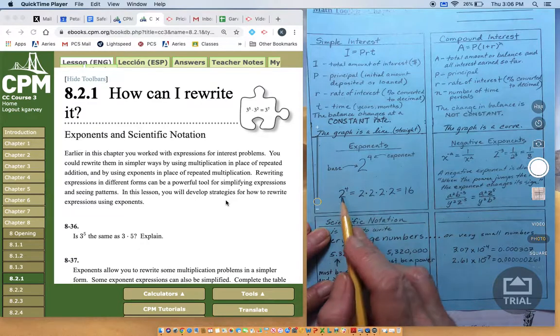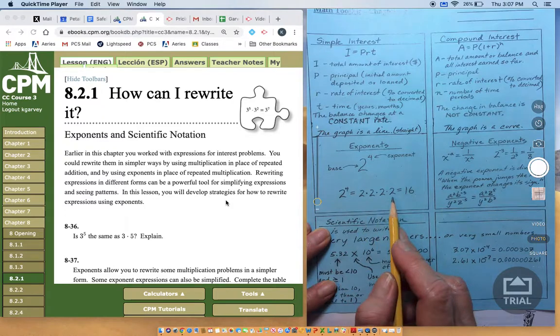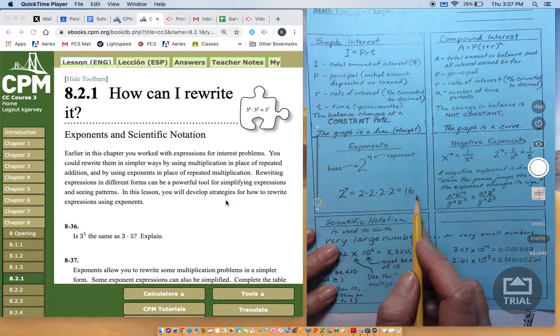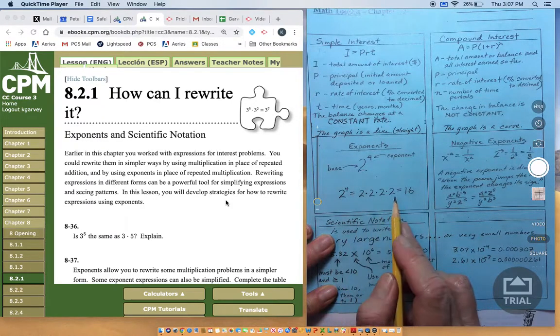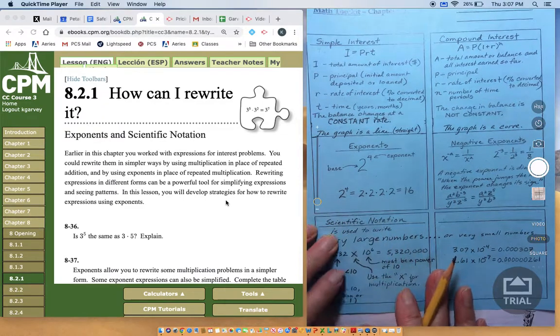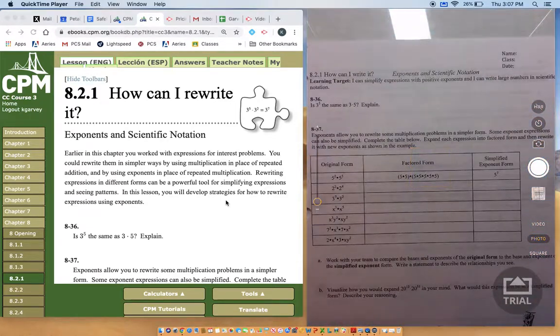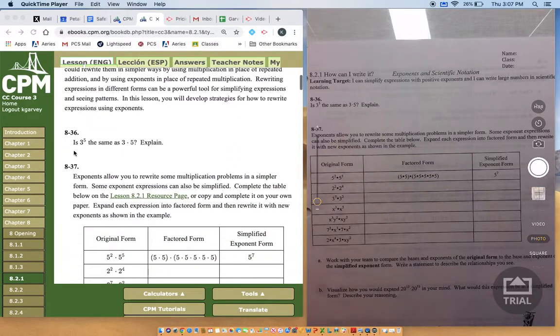In this example, 2 to the 4th power is equal to 2 times 2 times 2 times 2, and that is equal to 16. It's 2 multiplied by itself 4 times. Now that we've had that review of exponents, you're ready to start this section. We'll start with the first problem, which is 8-36. Is 3 to the 5th power the same as 3 times 5? Put me on pause and work on that for a few minutes, and rejoin me in a minute.